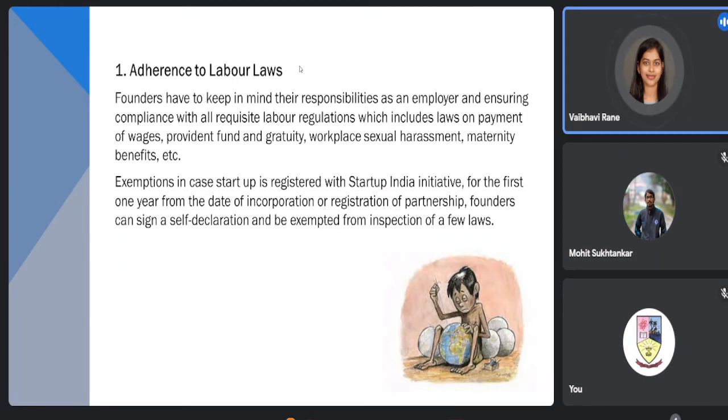There are a total of 9 labor laws from which you get exemption for a period of a year from the date of incorporation or registration. However, for this, you have to sign a self-declaration to be exempted from these laws. Some examples of these laws are the Industrial Disputes Act and the Trade Union Act.